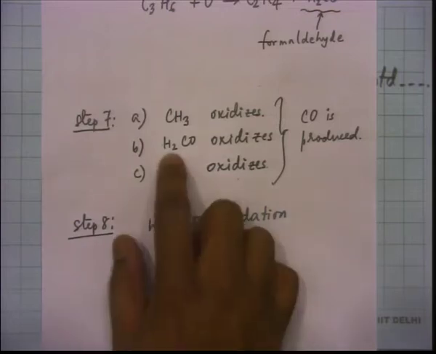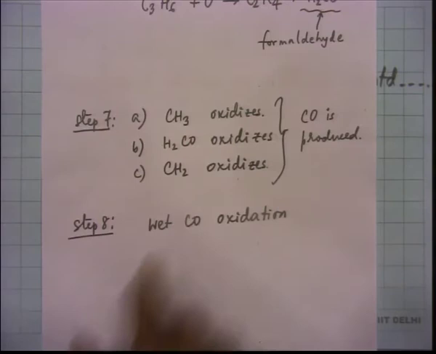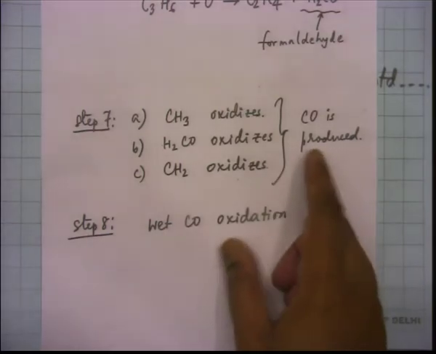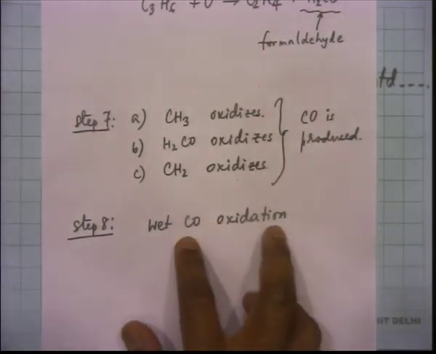So H2CO, for example, was produced in step 6. CH2 was produced in one of the previous steps, for example, step 2. And we have also seen CH3 getting produced. So, all these will give CO, and then the CO gets oxidized.